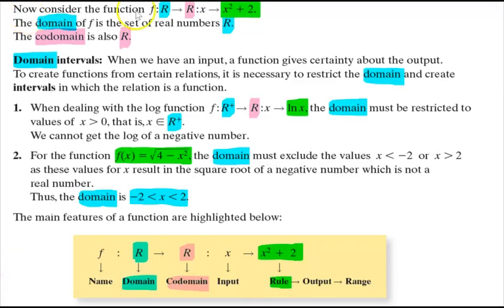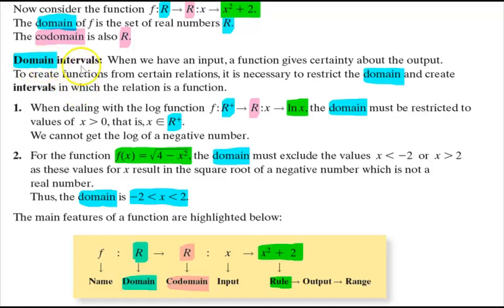Now consider the function f: R → R, x maps to x squared plus 2. So again, you've got 3 parts and you've got 2 arrows. The domain of f is the set of real numbers R. The codomain is also R, the real number set, so all numbers on the number line.